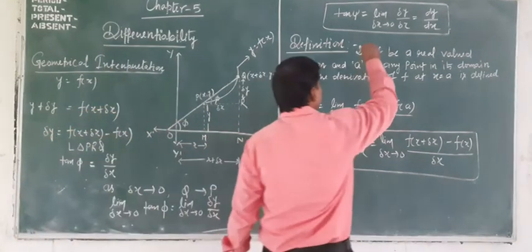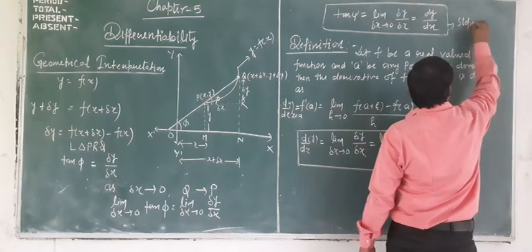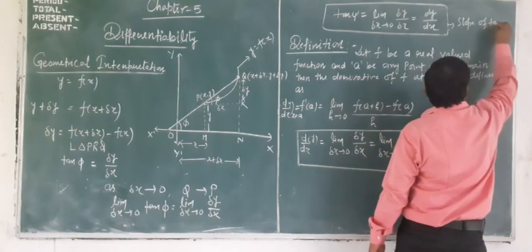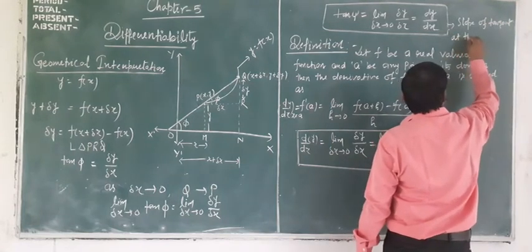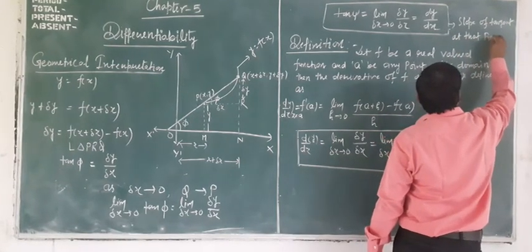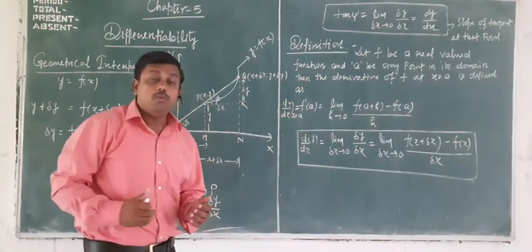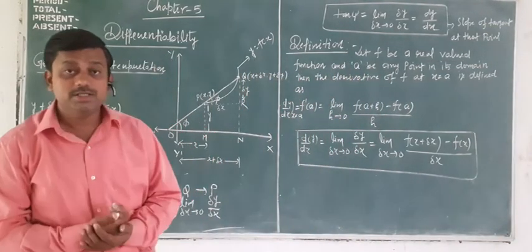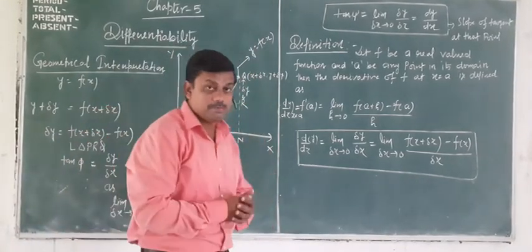So it means dy by dx, that is d/dx of y, represents the slope of the tangent at that point. Is that clear? Now, one more condition also arises in that definition.